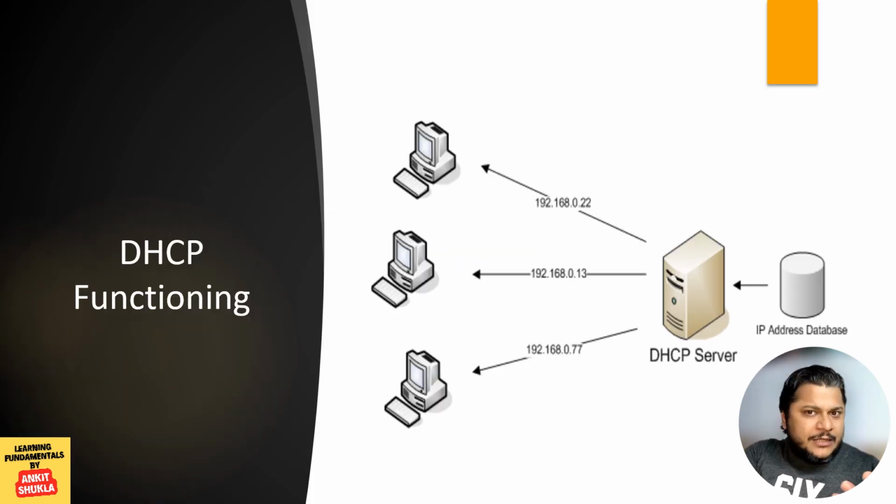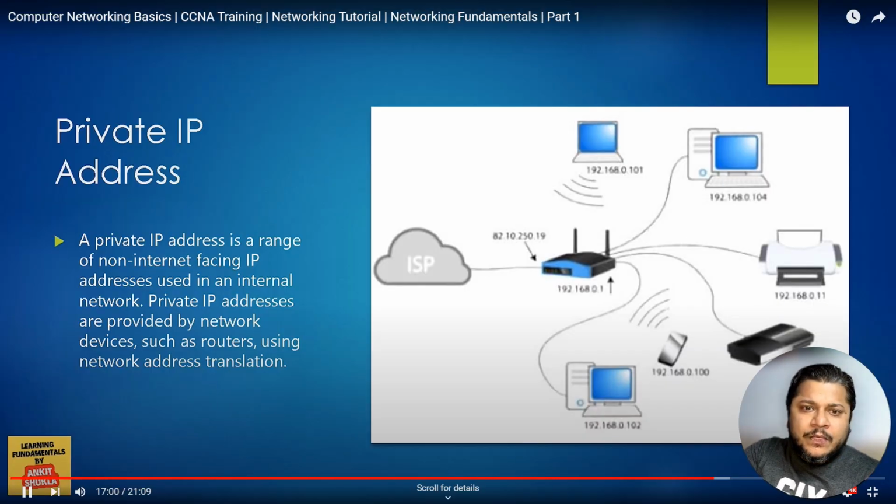This diagram best explains how DHCP manages IP address assignment in a network. Your home router is a perfect example of how DHCP functions. In case you remember session 1 of the network fundamentals series, we talked about private IP addresses. It had a router. This router works as a DHCP for devices connected to it. Let's understand how DHCP works behind the scenes.